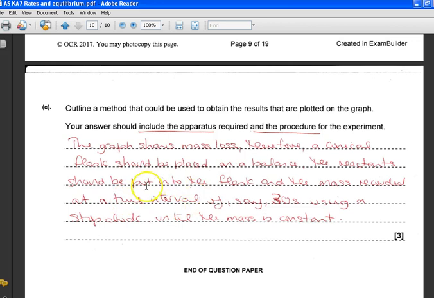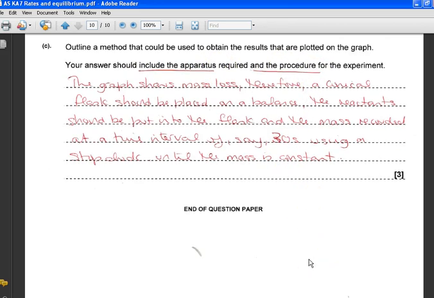You need to mention that, and you can give the time interval if you want. I would do it maybe every 30 seconds, using a stop clock. Again, all the equipment that you would need for this has to be mentioned. And then once the mass is constant, i.e. the reaction has stopped, then you can stop taking readings. So you've got to cover all the apparatus and the procedure here for your 3 marks.